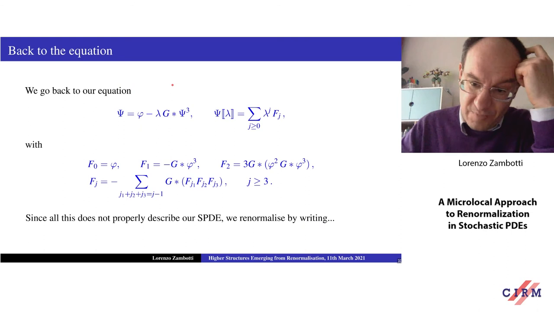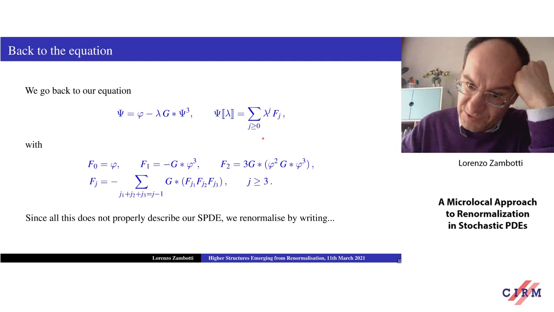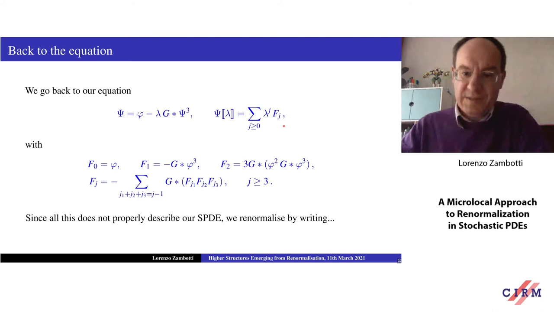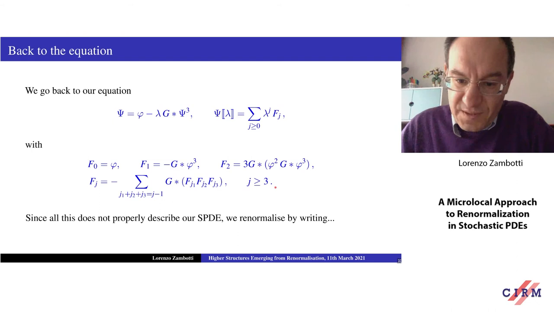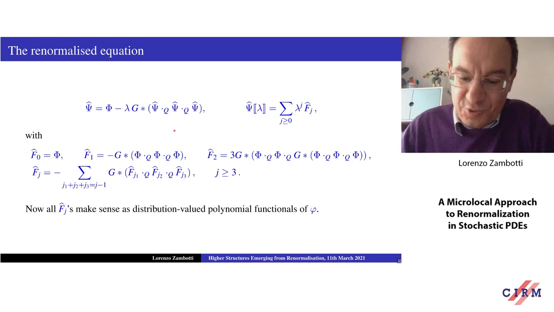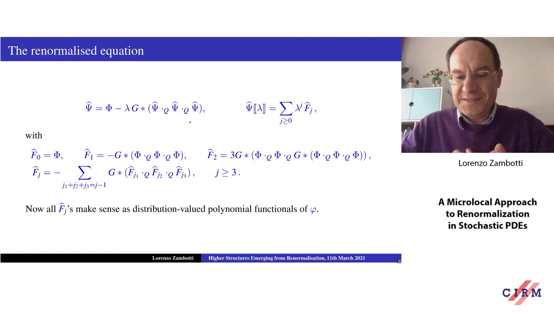Okay, so let me go back to my initial problem. So this was the equation, this was the series which is formal, but which is supposed to represent the solution. These are the formulae for the coefficients. But so this renormalization now is necessary to replace phi by my random distribution, and this is what is done here. So you write the same objects, but in this new algebra.